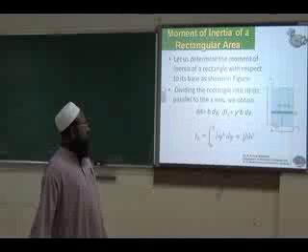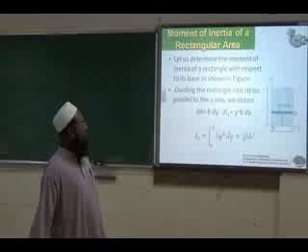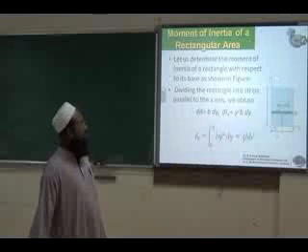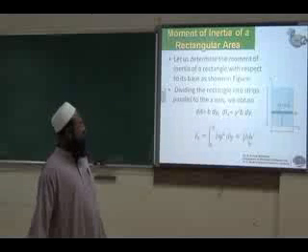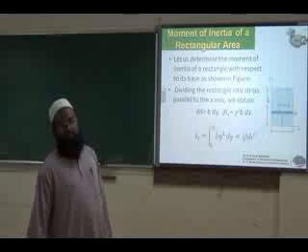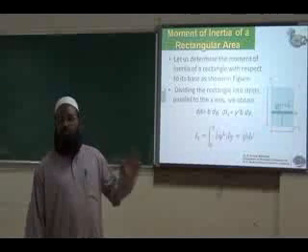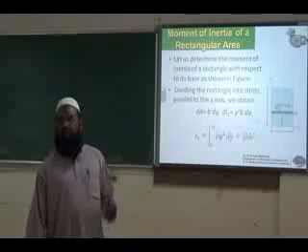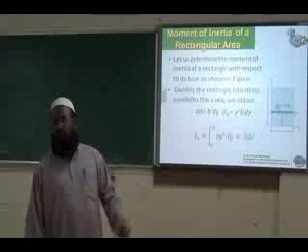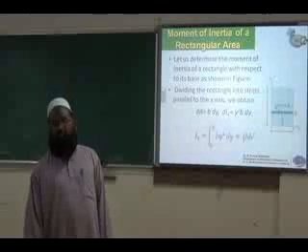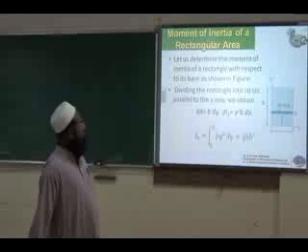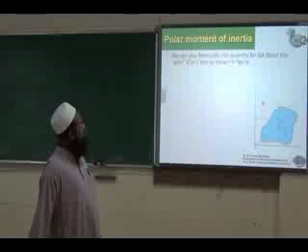So the moment of inertia of a rectangular area about the x-axis is given by b h cube by 3, where b is the breadth and h is the height. Similarly, we can find the moment of inertia for triangular, circular and semicircular areas by integration. We are not going into detail about that.